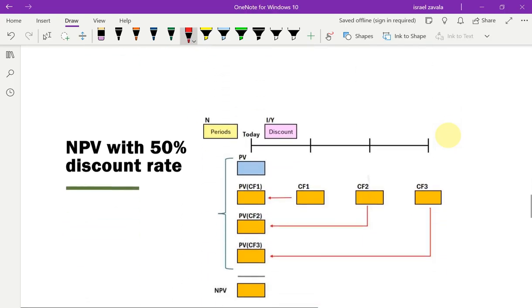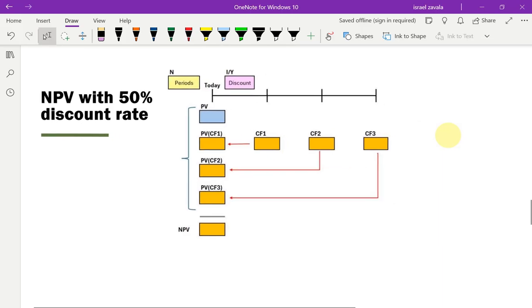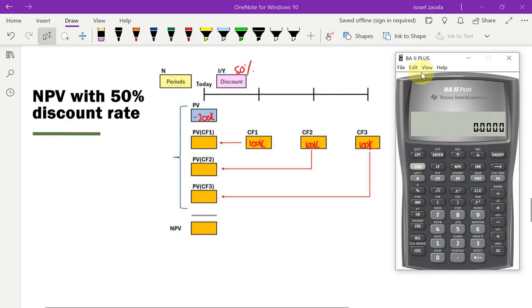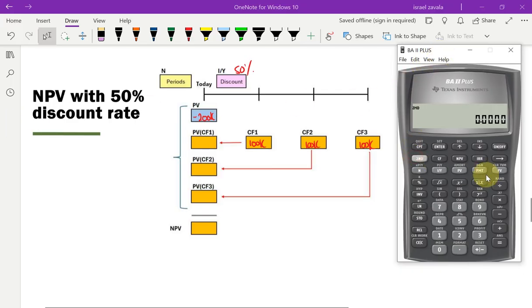I have one more example. NPV with a 50% discount rate. Now, for this example, we are going to have to grab our financial calculator, but let's keep things the same. $200,000 investment, 50% discount rate, 100,000 for cash flow 1, 100,000 for cash flow 2, and 100,000 for cash flow 3. Okay, so let's grab our financial calculator, and we're going to use our time value of money to just discount each one of these individually, just so you guys can see how the net present value process actually works.